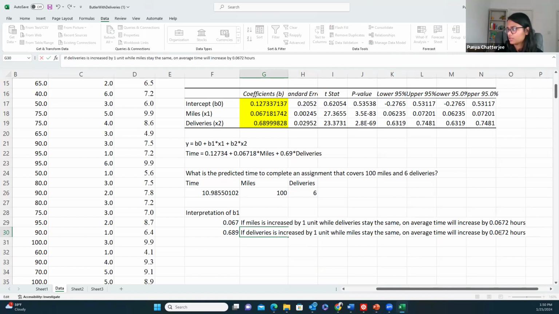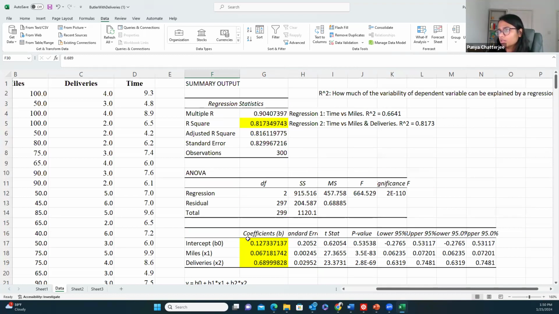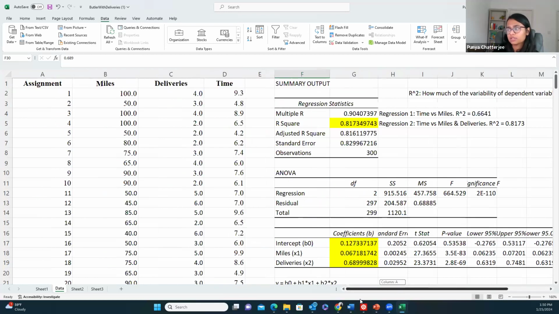And the average time will increase by 0.689. Okay. All right. Good. I think that's all for multiple regression with numerical independent variables.